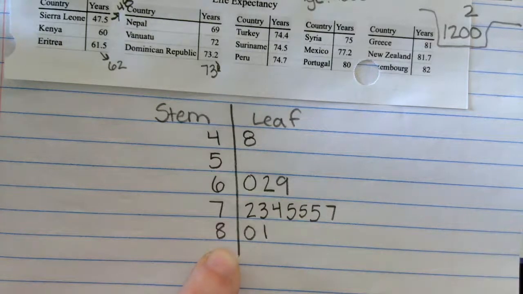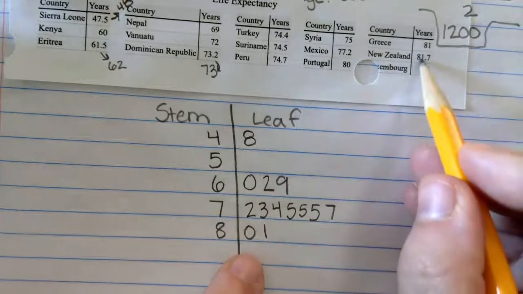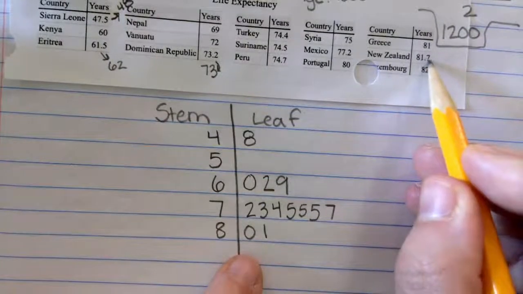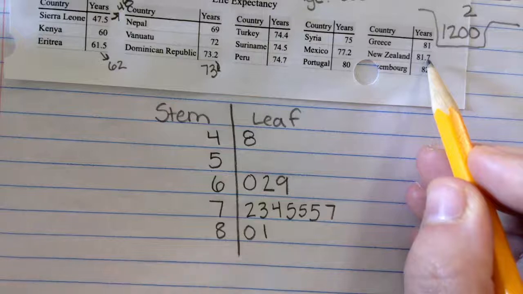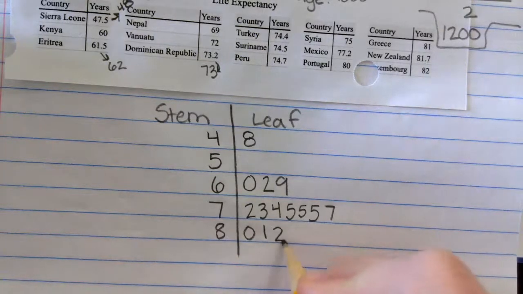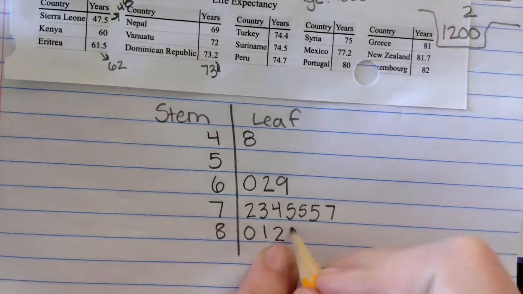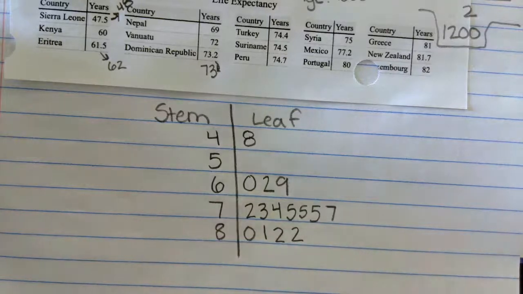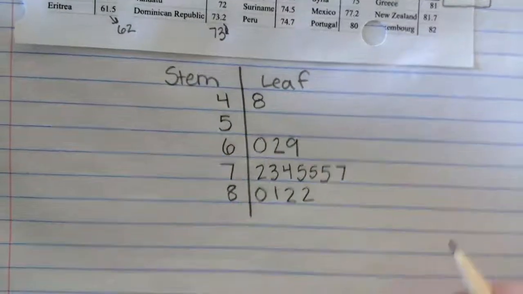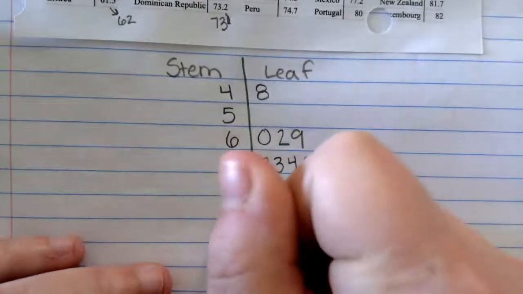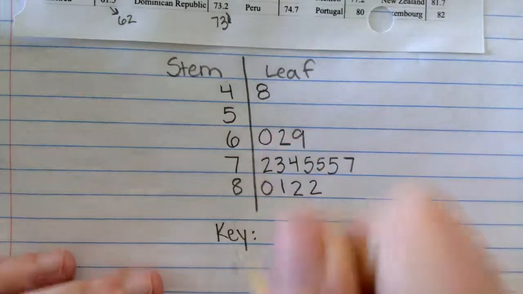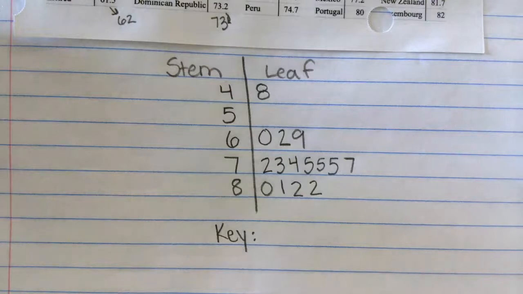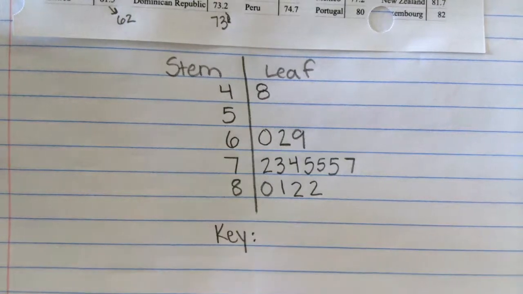There's one thing we're missing from our stem and leaf plot. We need a key. We don't need a 9. We would need a 9 if there was going to be a 10. But 82 is our highest, so we can just stop there. But we do need a key. So we're going to just pick one of the numbers and show what it means. Okay, so we could just do the first one. So 4, and then that line 8 represents 48.